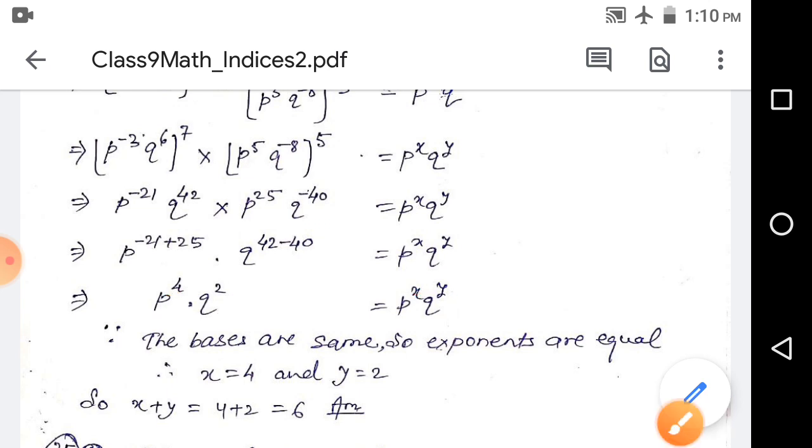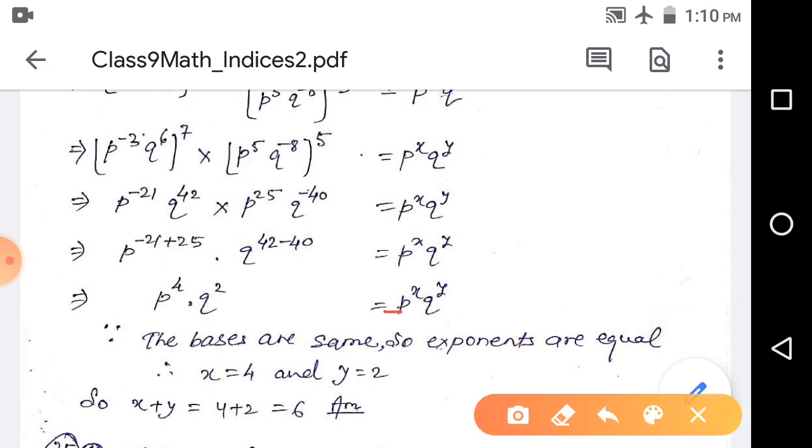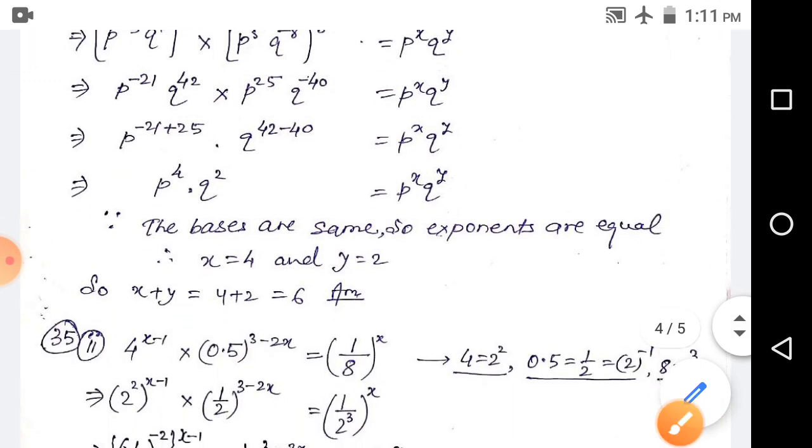So this x, which is the exponent of p, must be equal to 4. So x equals 4 and y equals 2, and in the question it is given that we have to find out x plus y. So what is x plus y? 4 plus 2 is equal to 6, and this is the answer of this question.